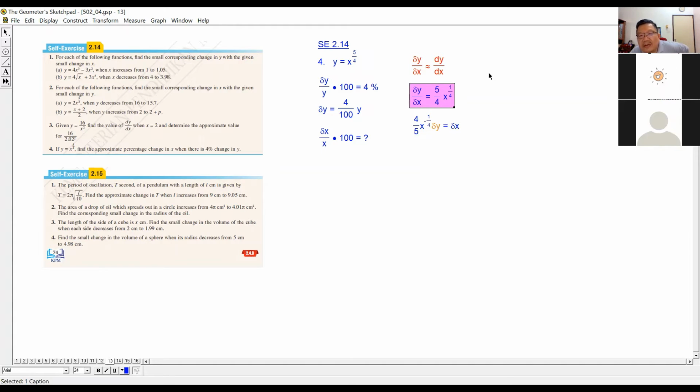Can remember or not, Chen Tong? Can. So this one is called the left hand side, this one is called the right hand side. So delta x I bring to the right hand side. 5/4 you bring to the left hand side, it becomes 4/5. x to the power 1/4 you bring to the left hand side, it becomes x to the power of -1/4. Then the delta y just remains here. The delta x already moved over, the delta y remains here. Okay, is this step okay with you? Any question on this step?